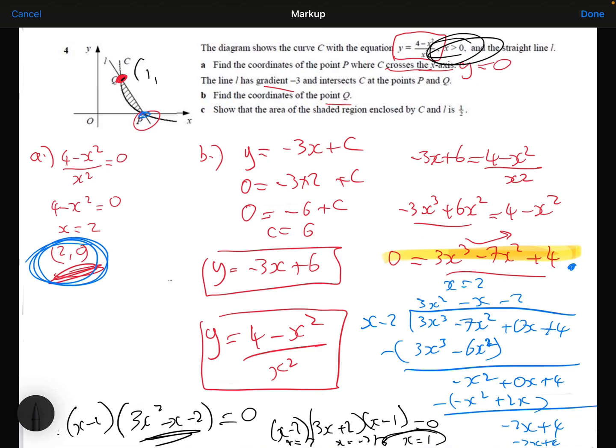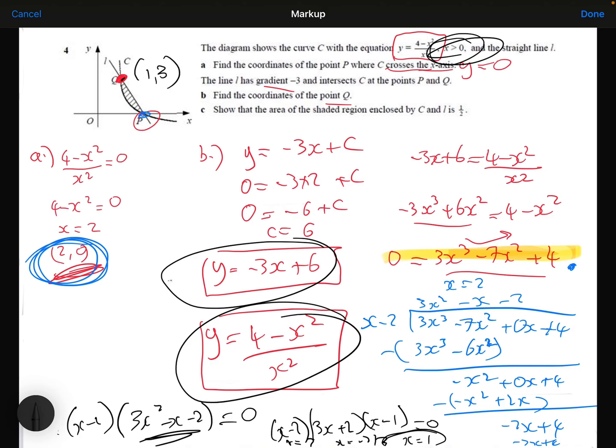To get the y coordinate of point Q, we'll substitute 1 into either this equation or this equation, it doesn't matter which, and we'll find that y is 3. There we go.